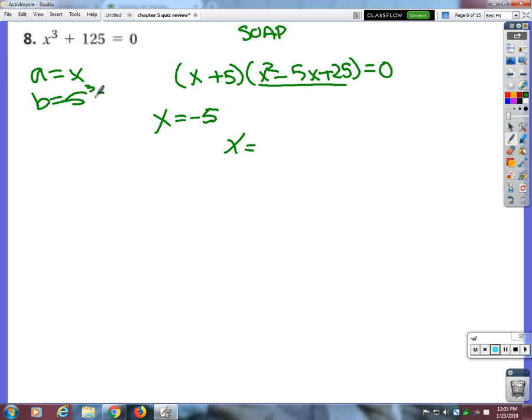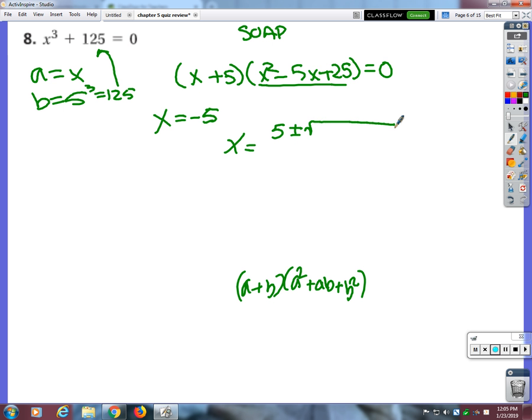Because 5 cubed equals 125. Because the factor pattern is a plus b times a squared plus ab plus b squared. Okay? All right, so opposite of b is negative 5, so the opposite of that is 5, plus or minus the square root of 25 minus 4 times 1 times 25. And here I go driving Callista crazy again and writing lightning fast, so I will pause.